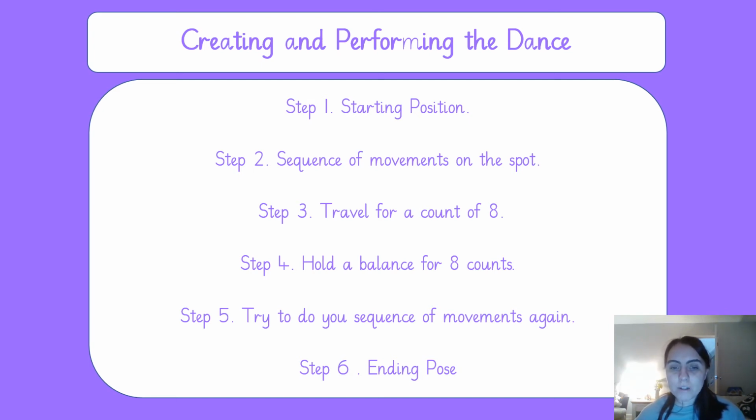Then you're going to hold a balance or a shape for 8 counts. Okay, so again, it might be a line shape that you choose to do the next time. So hold that for a count of 8. Then, after you've held that for a count of 8, you should try to do your sequence of movements again, because remember we were trying to add some repetition into our dance. So remember, it's that idea of repeating an action, okay? So you might try to do your sequence of movement again.